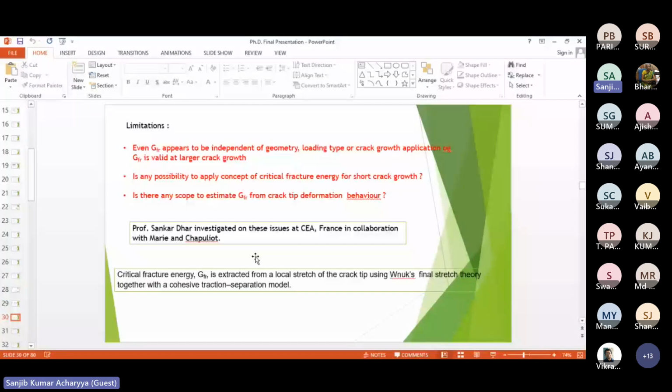But the limitation is there. What will happen in case of short crack growth? Because we have already discussed that the value of Gfr is only acceptable if it is measured at higher crack growth, higher crack length. But then how the initiation, and also when the crack length is not so high, how the load versus LLD line will be predicted? That was a problem.